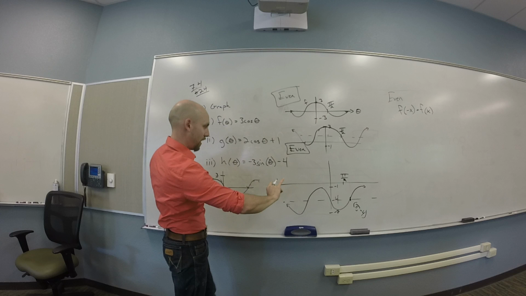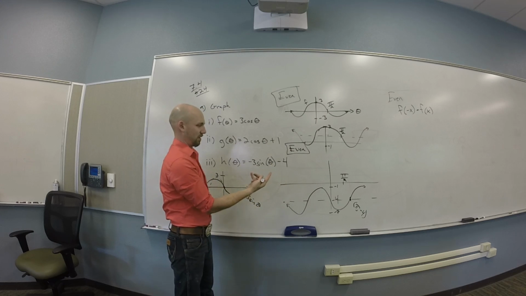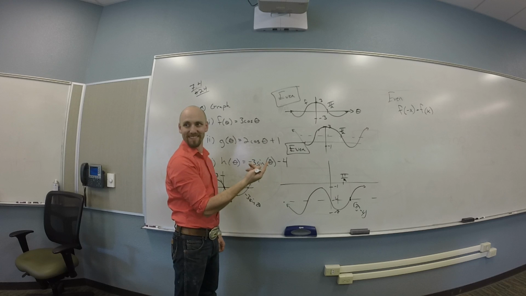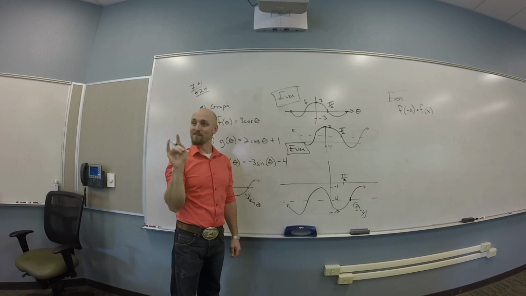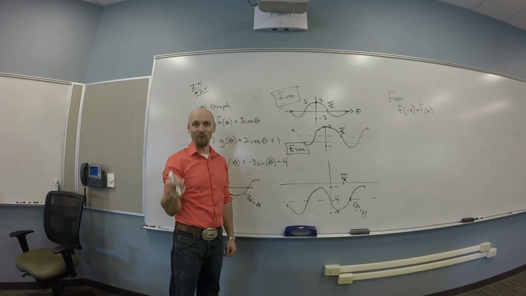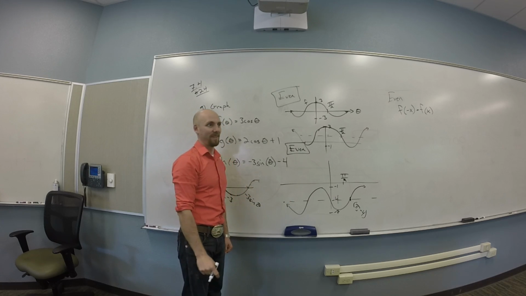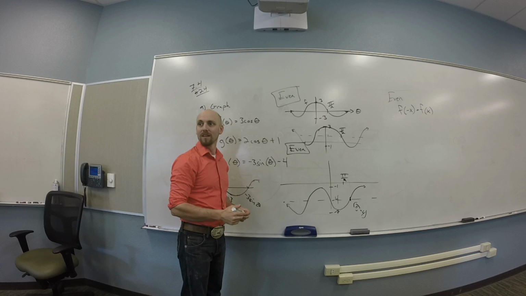And H is not even. Don't fall into that trap. Things are not necessarily even or odd. This one, in fact, is neither. Isn't odd f of negative x equals negative f of x?